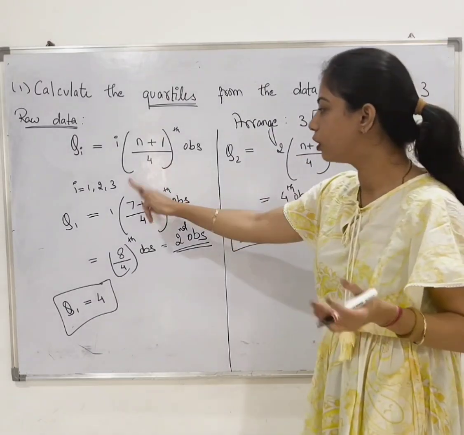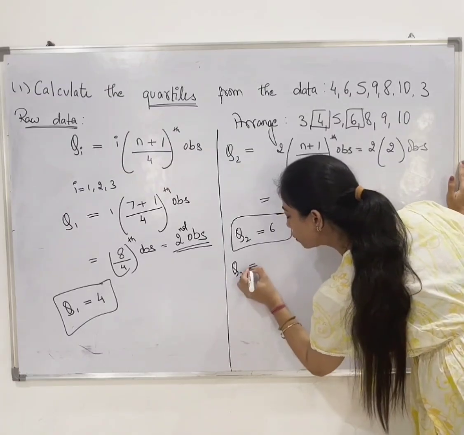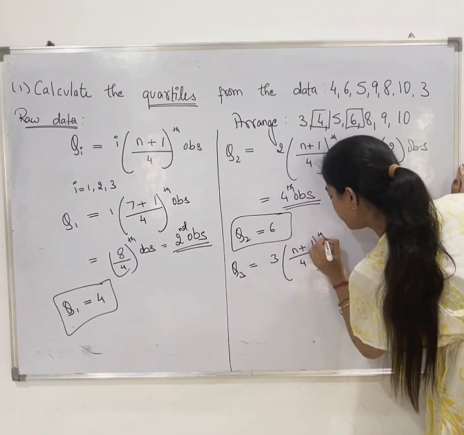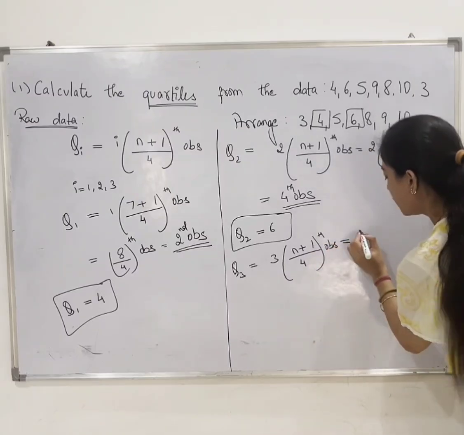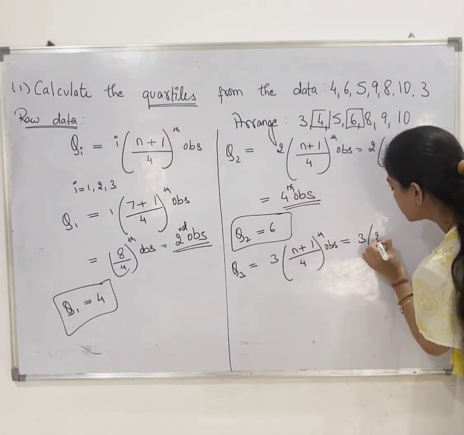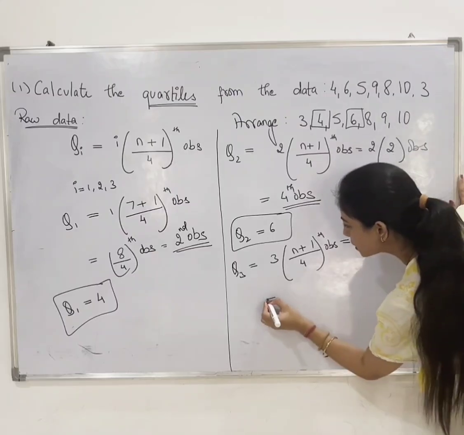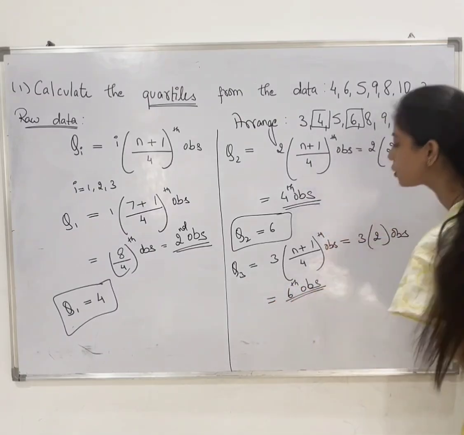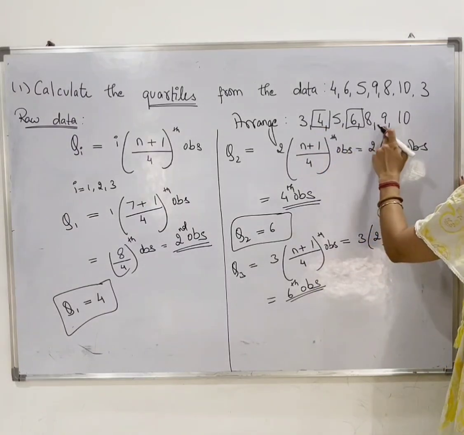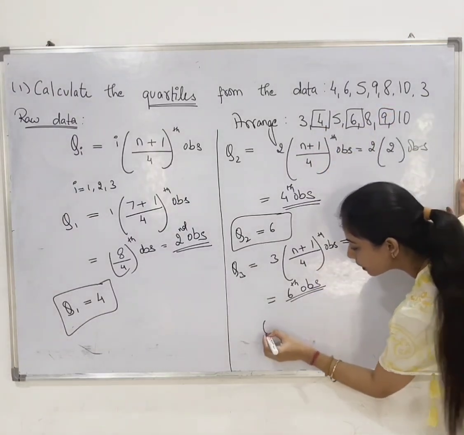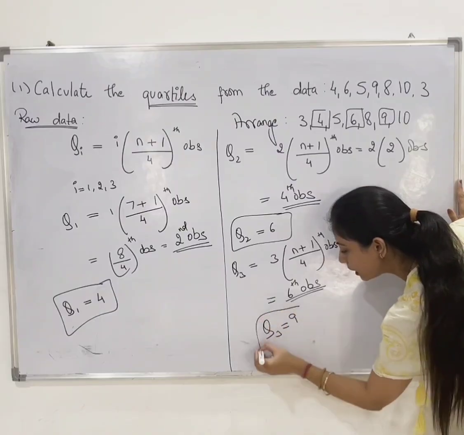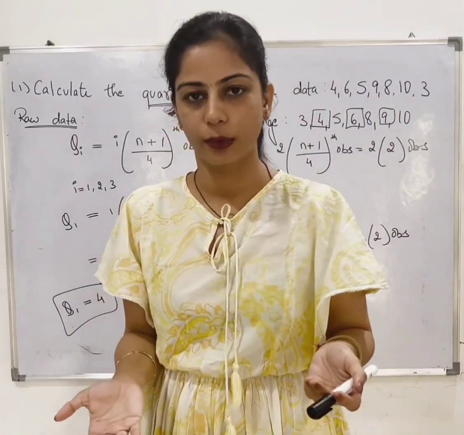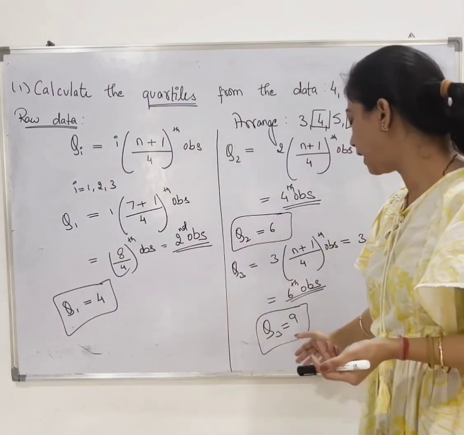Now we are left with the third quartile, which is Q3. So Q3 will again be 3 into (n plus 1) by 4th observation. So 3 into the value 2 is the 6th observation. Now let us find the sixth observation: 1, 2, 3, 4, 5, 6, which is 9. So the value of Q3 is equal to 9. This is how we will be finding the different quartiles Q1, Q2 and Q3.